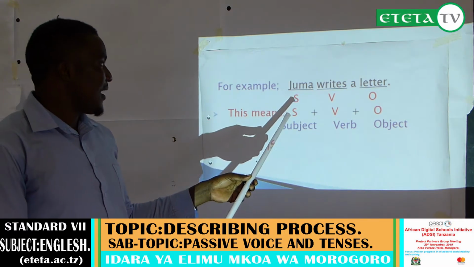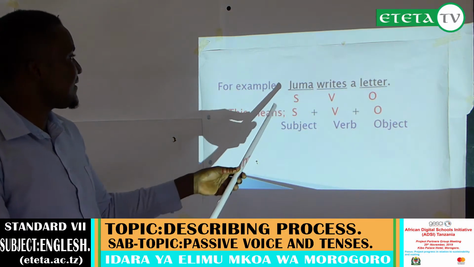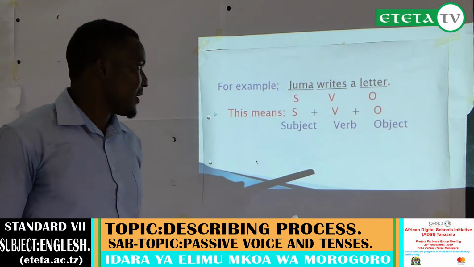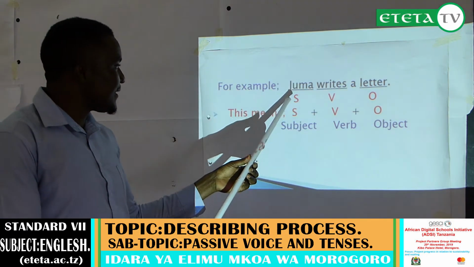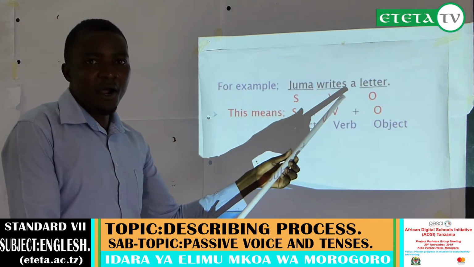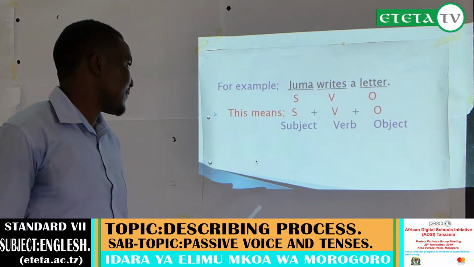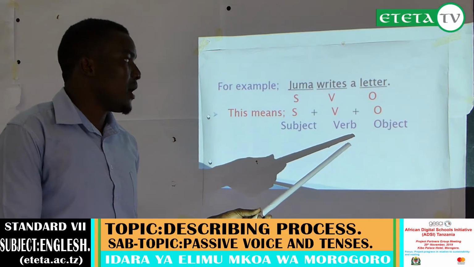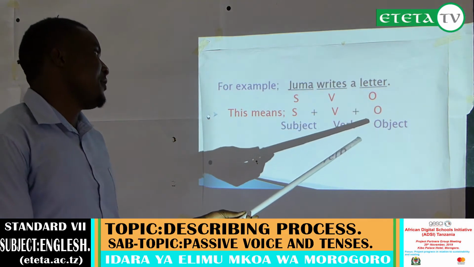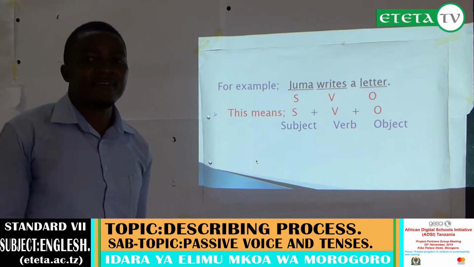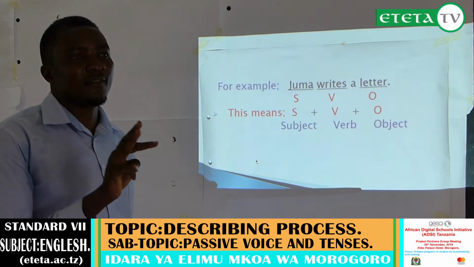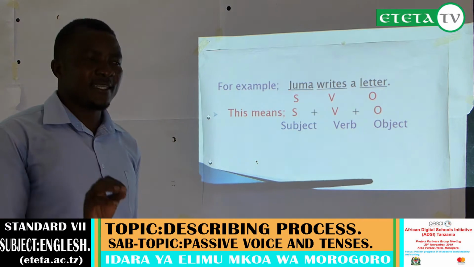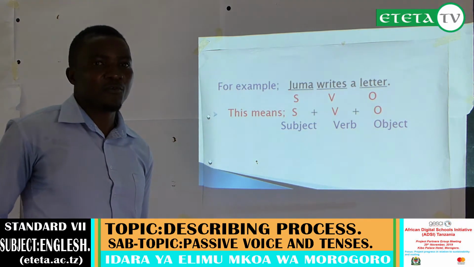Yes, now just look at the example here. It is: Juma writes a letter. Look at it. It is S-V-O. S stands for subject, V stands for verb, and O stands for object. So you have already realized that there are three components of the sentence. And then after you have realized that, you move on to another step, or to another rule.